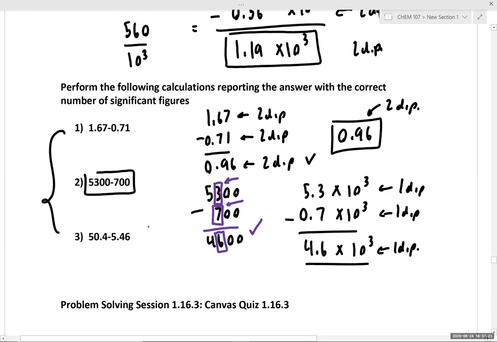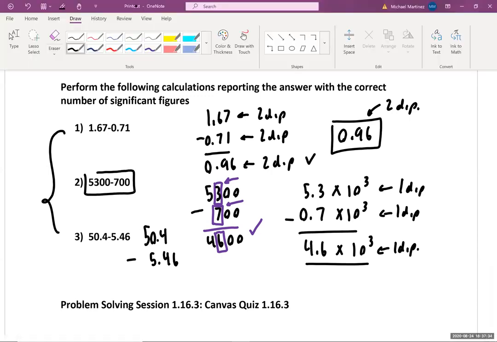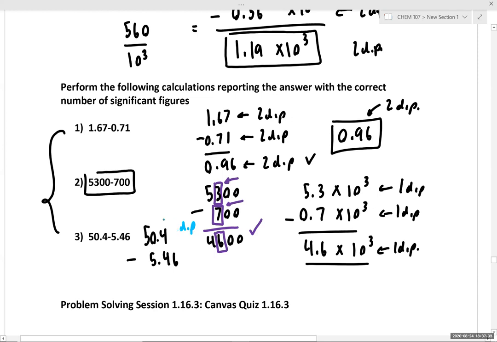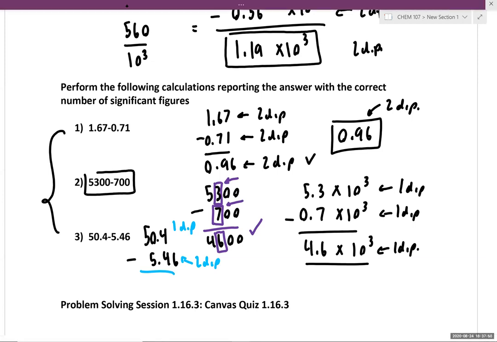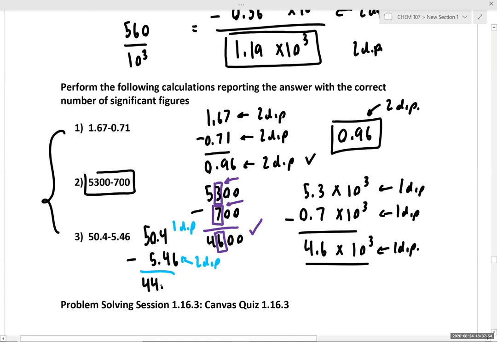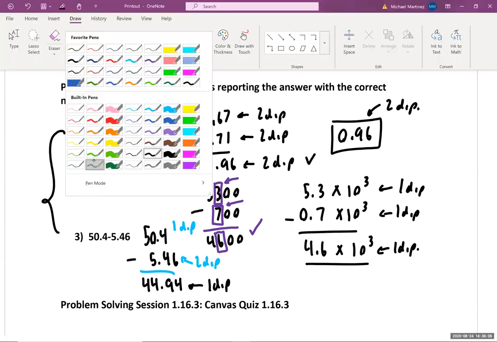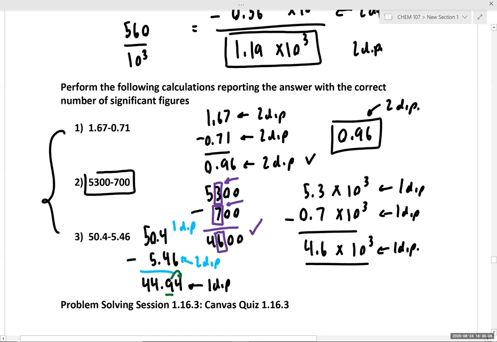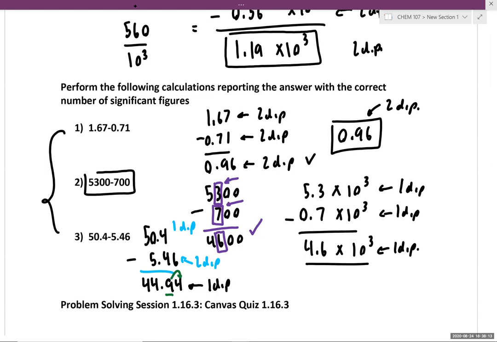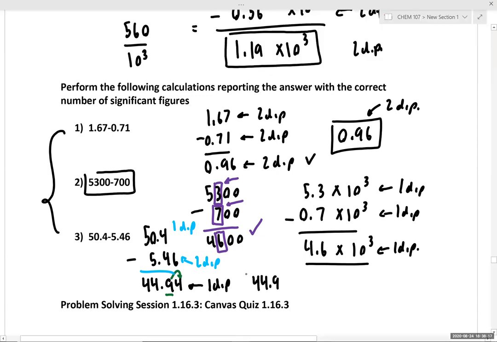So let's look at our last example. So we have 50.4 minus 5.46. So let me line up these numbers. As we can very clearly see, 50.4 has one decimal place. 5.46 has two decimal places. We subtract our numbers, and that in turn gives us 44.94. We need to round our final answer to one decimal place. So we look at our value one space to the right, 4 is less than 5, so we round down, and that gives us 44.9 as our final answer.